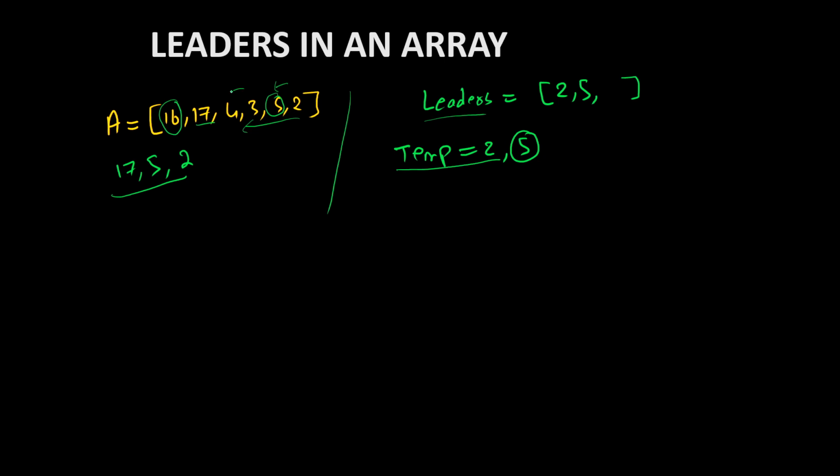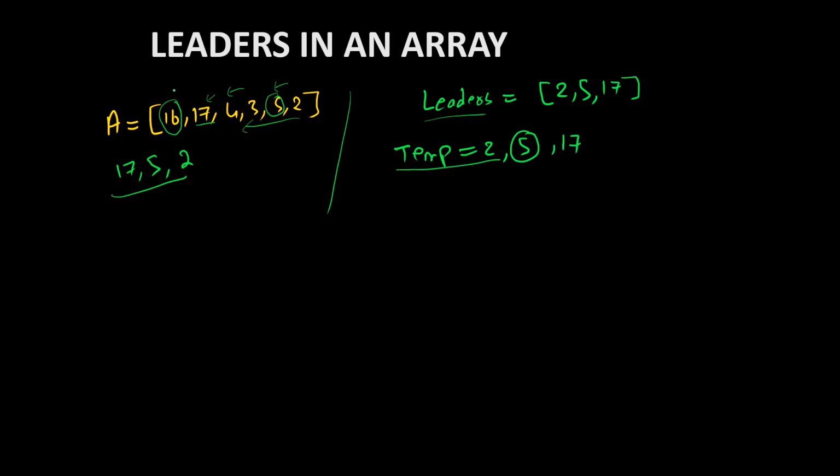Now again we decrease our index. Is 5 smaller than 4? No, so we again decrease our index. Now we are at 17. Is 17 greater than 5? Yes, 5 is smaller than 17, so we found a new leader. We add 17 here, and the new temporary variable becomes 17.